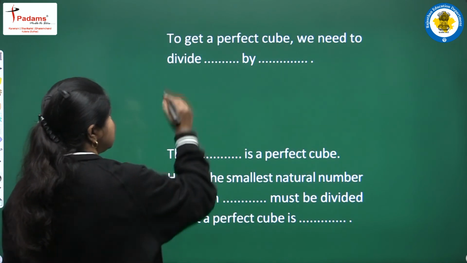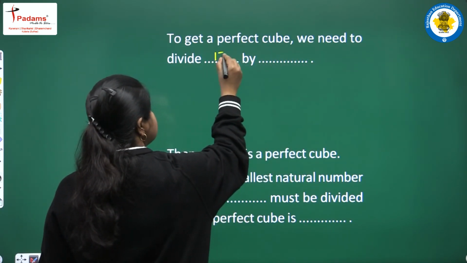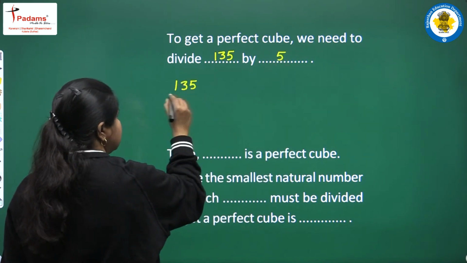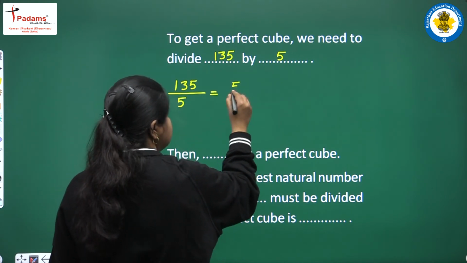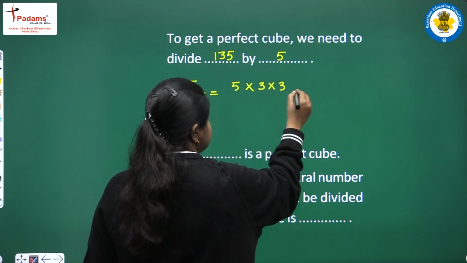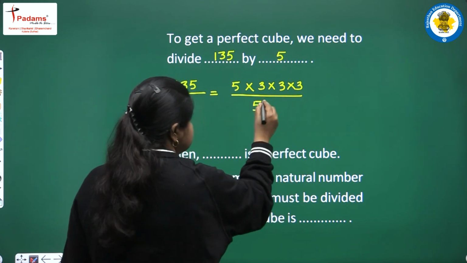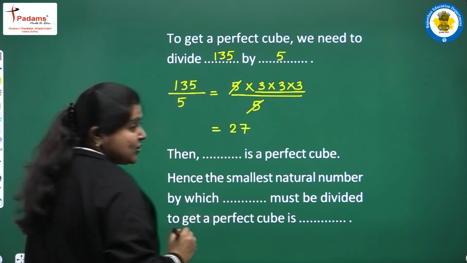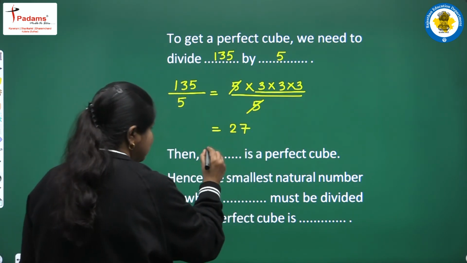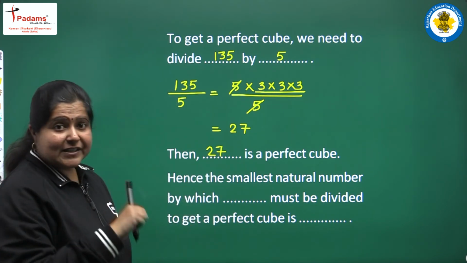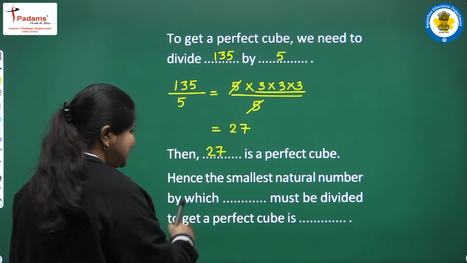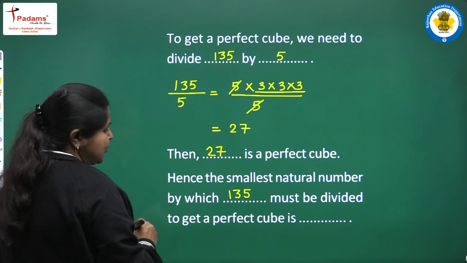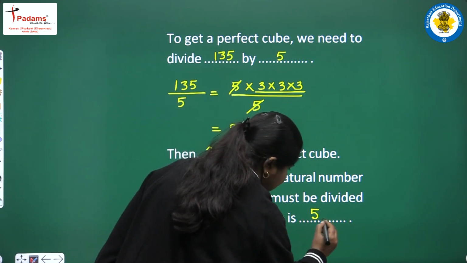So we write here, to get a perfect cube we need to divide 135 by 5, and in doing this we get 135 upon 5. और यहाँ पर अगर हम 5 से डिवाइड करें तो हमें मिल जाएगा, ये कैंसिल हो जाएगा और ये एक ट्रिपलेट मिल गया और this is equal to 27, which is equal to 3 cube. And so 27 is a perfect cube. हमें डिवीजन के बाद एक परफेक्ट क्यूब मिल रहा है. Hence the smallest number by which 135 must be divided to get a perfect cube is 5.